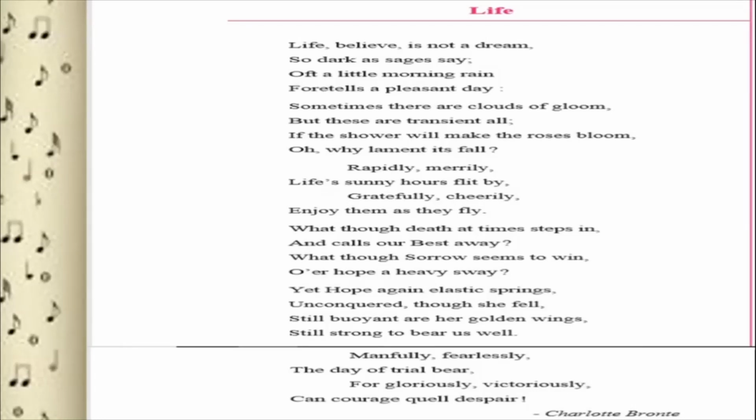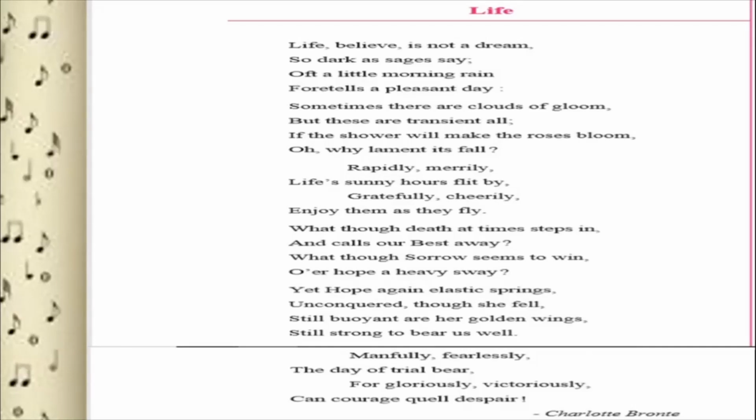Okay? Oft a little morning rain foretells a pleasant day. That means sometimes there's a little bit of rain in the morning, a little rain, okay? When it is heavy rain, we get worried. But when it is a slight rain, when it is a little rain, we are happy. We feel happy because we know that the day is going to be very pleasant.